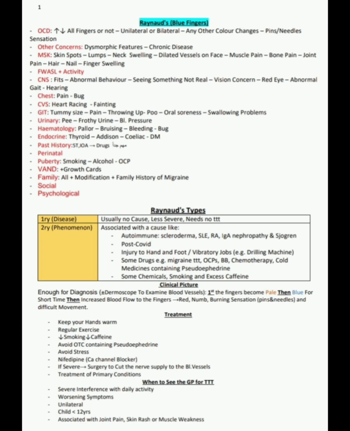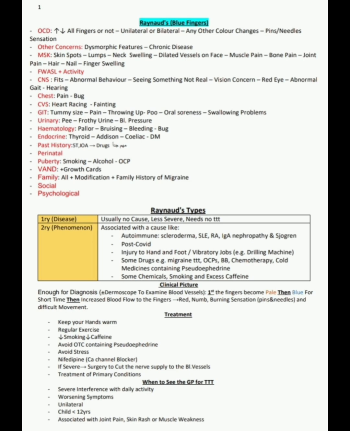Puberty history, we ask the child about smoking, alcohol, OCP. So our case is a 14-year-old child. Usually we can ask whether smoking started, alcohol or OCP or not. Now VAND plus growth charts. VAND, we know shortly, that is vaccination history and allergy history, nutrition history and diet history. We will ask development history, D4. Then family history, we will ask all members and any medication modifications they do for this disease, plus whether there is a family history of migraine, we will ask. Social history we ask and psychological history we ask as usual.